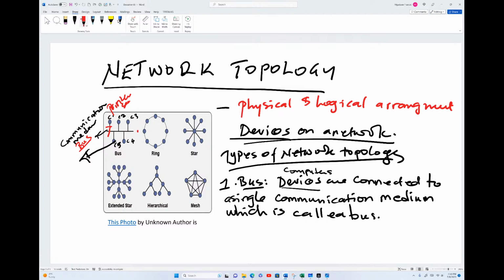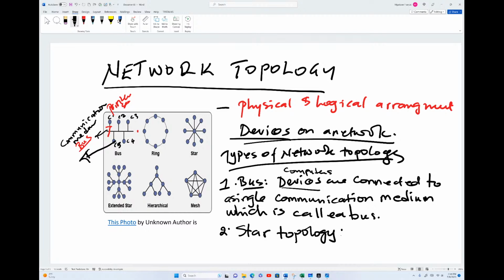Then number two is what we call the star topology. The star topology. So in the star topology, devices are connected to a central device such as the switch or hub. Like you have one in the center. This is what we call the star topology.